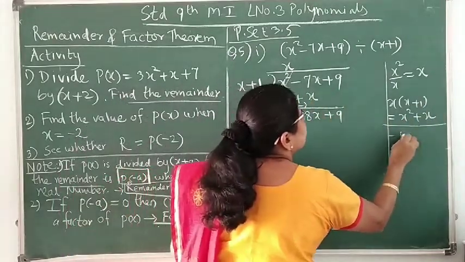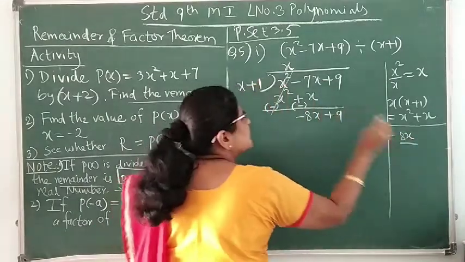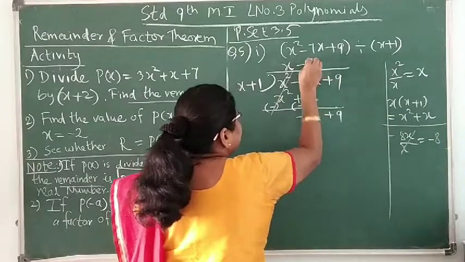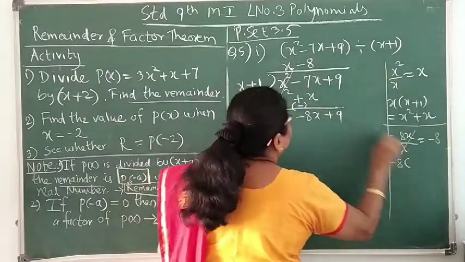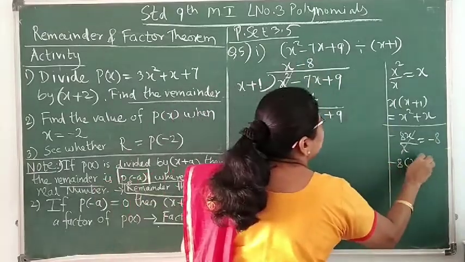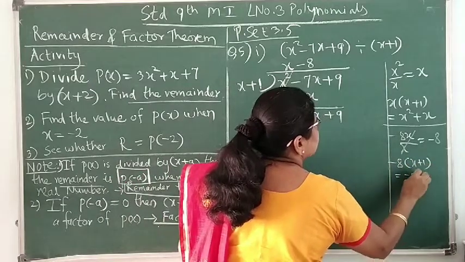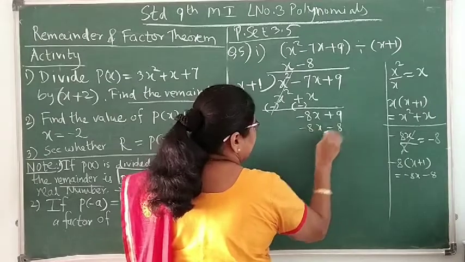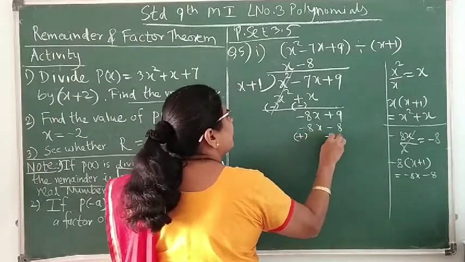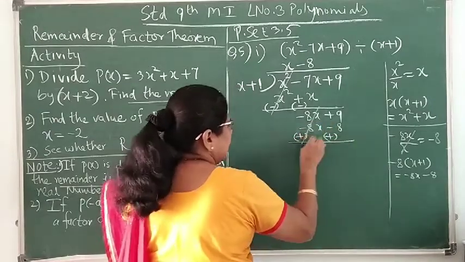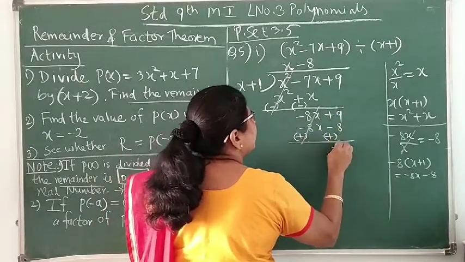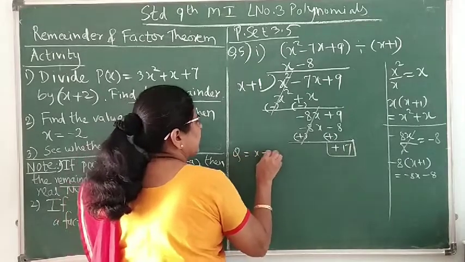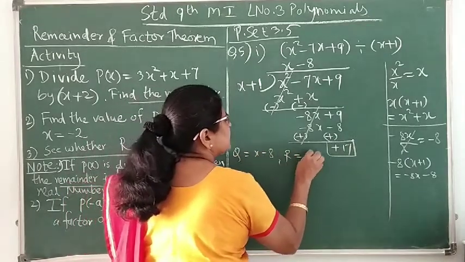Now take this minus 8x, divide it by this first term x, you will get minus 8. Copy down here minus 8, multiply this minus 8 with the divisor x plus 1, and you get minus 8x minus 8. To subtract, you have to change the sign, and 9 plus 8, you will get plus 17. This is your remainder. So the quotient is x minus 8 and the remainder is 17.